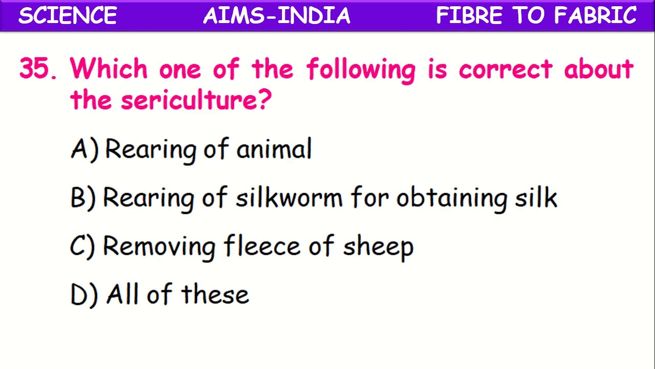Which one of the following is correct about sericulture? Rearing of animals, rearing of silkworm for obtaining silk, or removing fleece of sheep. So this sericulture is a process where rearing of silkworm for obtaining silk is done. This is sericulture. Okay, getting silk fiber.